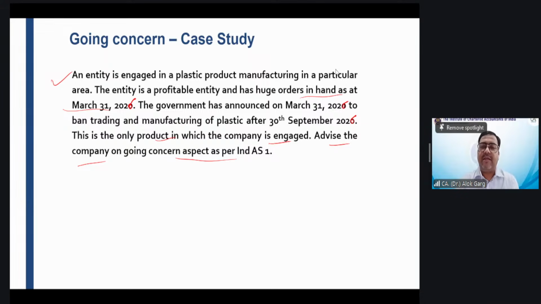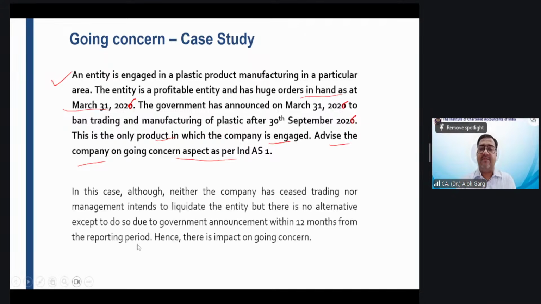Yes, you are absolutely right. In this case, although neither the company has stopped trading nor management has an intention to liquidate the entity, there is no alternative except to do so due to the government announcement within 12 months from the reporting period. Hence, there is an impact on a going concern basis. Yes, you are absolutely right, Sai Kiran.